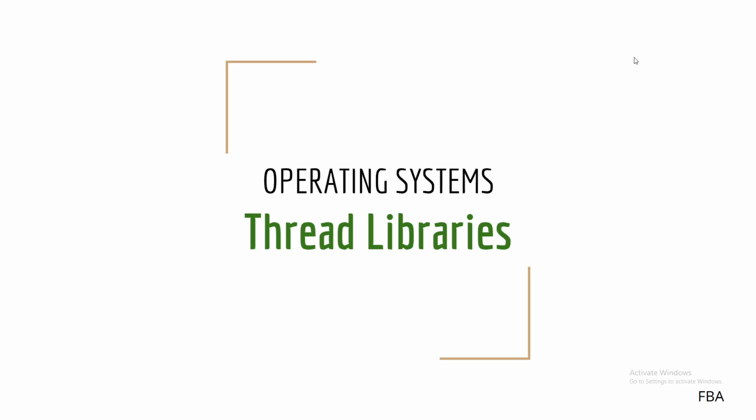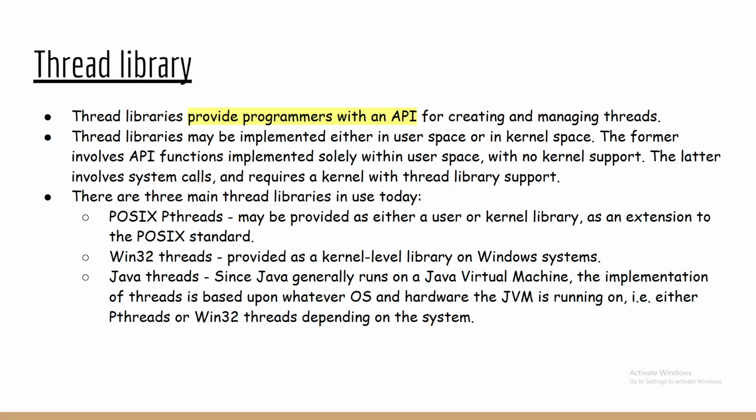Now we're going to look at the practical side of multi-threading, that is thread libraries. These are the toolkits that programmers use to actually create and manage threads in their applications. A thread library provides a programmer with an API, an application programming interface, for creating and managing threads. There are two main ways these libraries can be implemented.